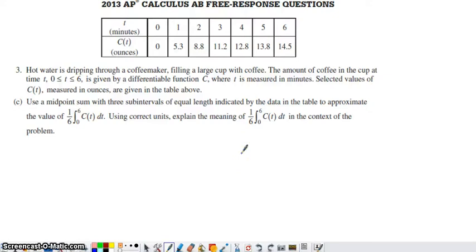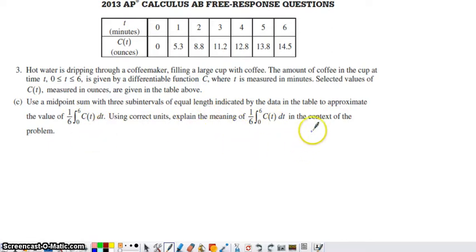So this will be part C of number 3 from the 2013 AB and BC exam. It's a non-calculator problem. We've got this table of values to work with, and then in part C it says use a midpoint sum with 3 subintervals of equal length indicated by the table to approximate the value of this expression. Using correct units, explain the meaning of that expression within the context of the problem.